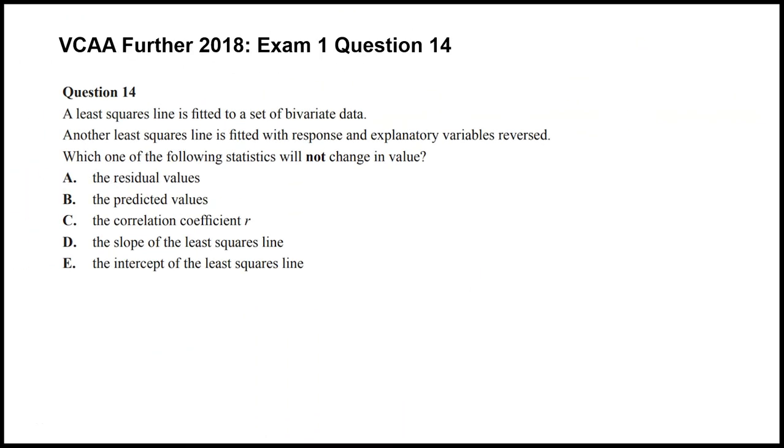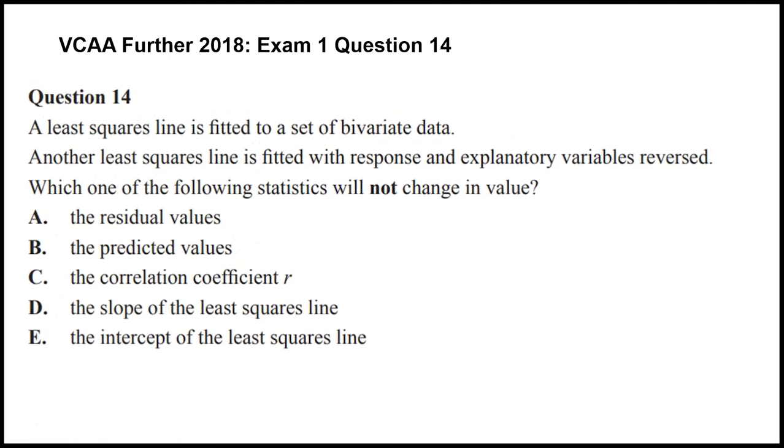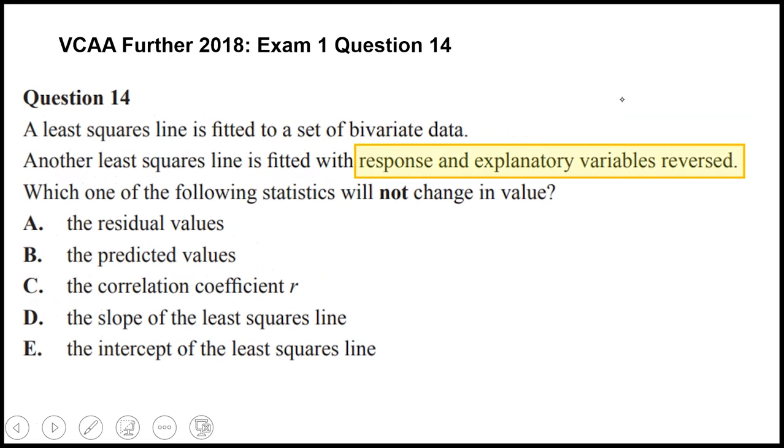Question 14 from exam 1 is the last question on the data analysis topic, and this one is asking about least squares regression. It asks what would happen if you took the response and explanatory variables and reversed them. Which of the following would not change in value? Well, we don't need any calculation for this. If you understand it, you can answer in about 10 seconds, but let's have a think about it.